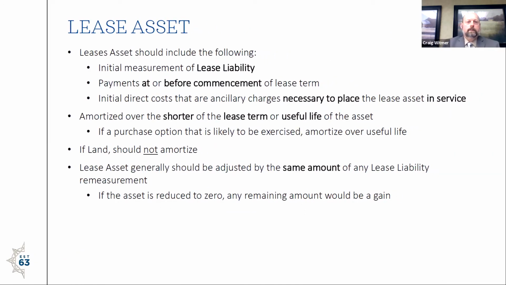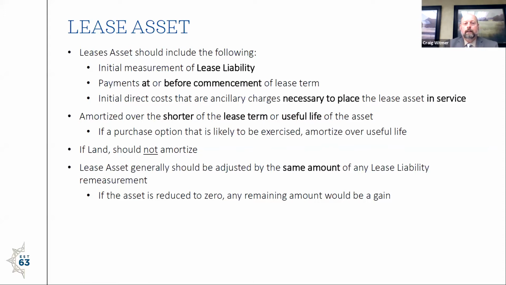So just a little bit more on the lease asset itself. As we talked about here, you really start with your lease liability, plus a few potential add-ons, to calculate that lease asset. The asset itself is going to be amortized over the shorter of the lease term or the useful life of the asset. Now, if you do have a purchase option and you're likely going to exercise it, so you're going to own that asset in the end, then you're going to amortize it over the useful life of the asset no matter what. If it's land, obviously you're not going to amortize land.